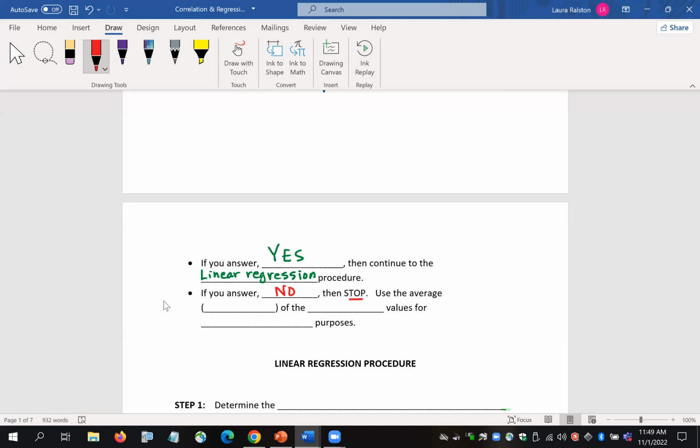So then the question becomes, well, how can I make predictions from that data? If you're not able to create the model because a relationship does not exist, we use the average, or the mean, of the Y values for prediction purposes. We just revert to saying it's going to be average.